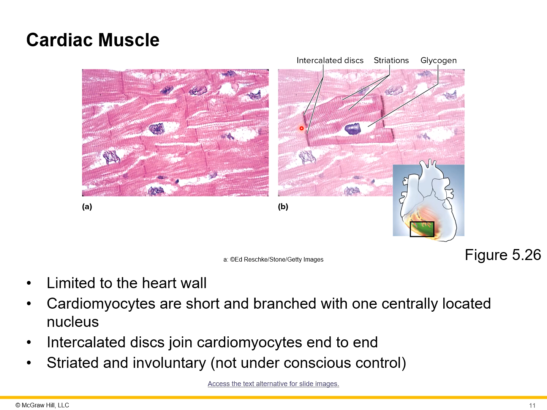Instead of all of these cells contracting on their own, which would not be conducive to building pressure for blood to move through the body. So these intercalated discs are going to join the cardiomyocytes from end to end. That way, when the heart beats, it's beating as one unit.